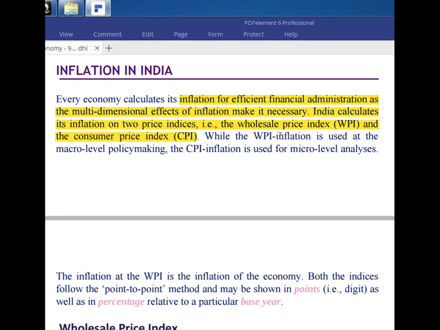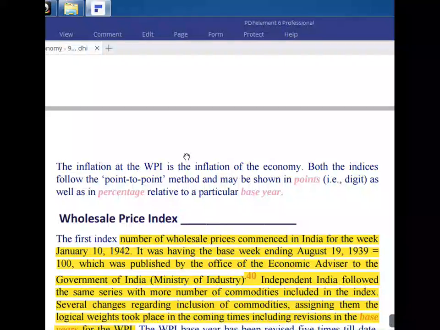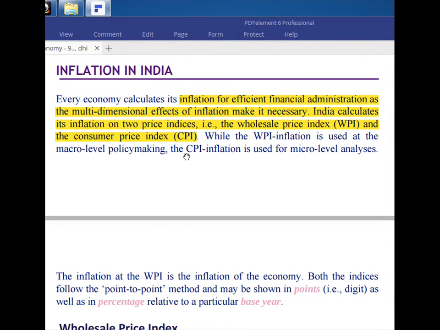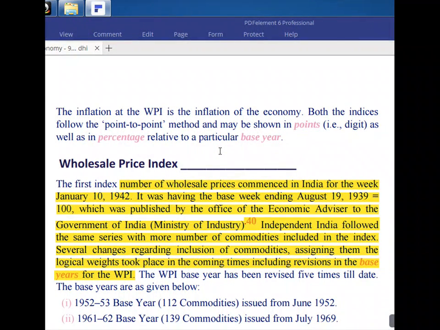The wholesale price index inflation is used for macro level planning, not micro. So the wholesale price index is used at the macro level for planning or policy making, while CPI inflation is used for micro level analysis. So inflation is important. The inflation at the WPI, wholesale price index, is the inflation of the economy.